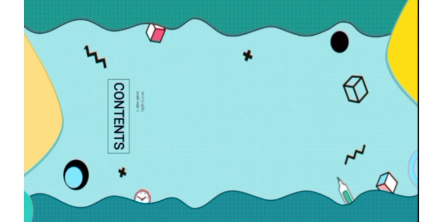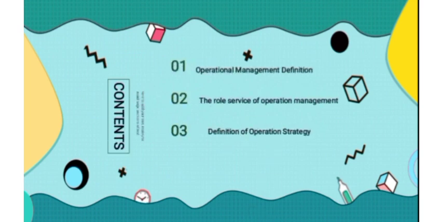My name is Yashinurita. I am from International Business Administration Class 6B. The purpose of the presentation is about defining operation strategy. Okay, first I will explain to you about the definition of operational management.